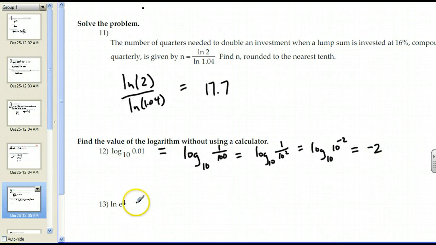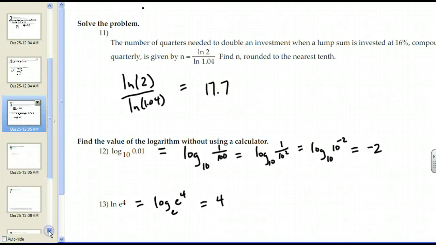Same thing going on in this problem. ln e to the fourth. ln is the same thing as the log base e of e to the fourth, and once again, same number here as here, just like we had before. When they're the same number, the answer is the exponent. On this problem in particular, you just have to understand ln is log base e.